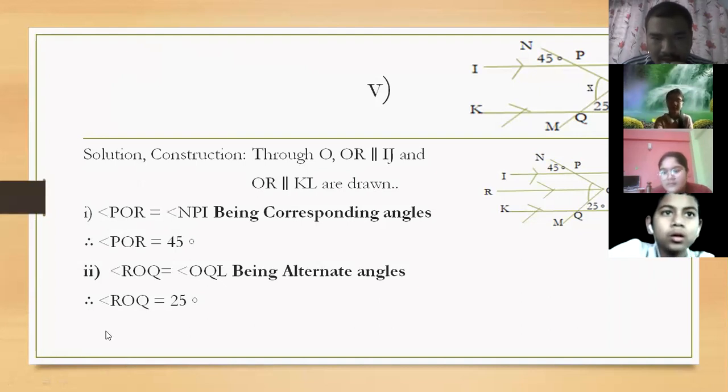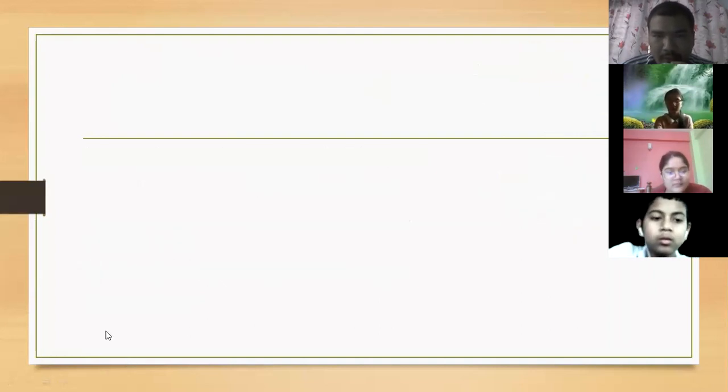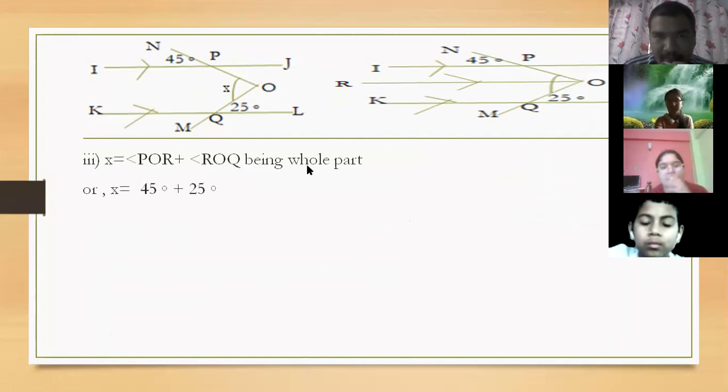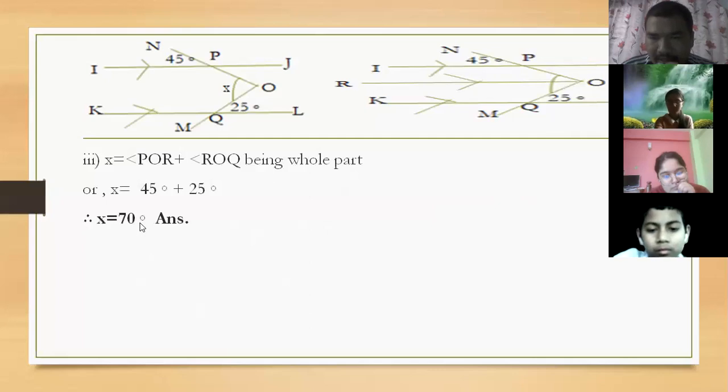Now look here, when we add these two angles, then the value of x will come. We have to add this upper one and this lower one, and that is known as the whole part axiom. Therefore, x equals 70 degrees. Okay, children?